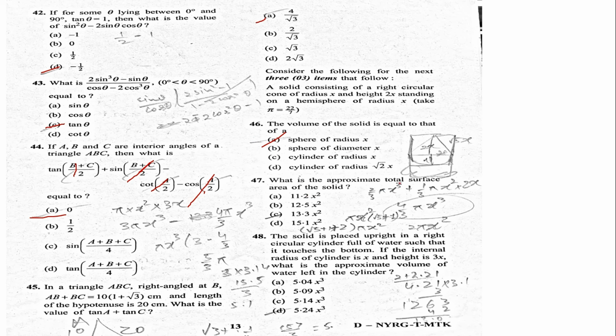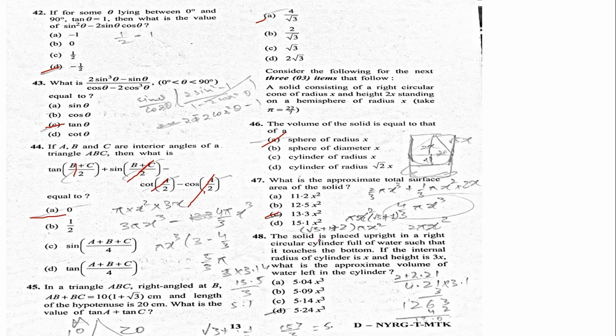Further, the approximate total surface area of the solid. So the total surface area of the solid will be the total surface area of this cone as well as the total surface area of this hemisphere, which will be around 13.3 x square, which you can calculate by adding these two areas to get my total surface area.